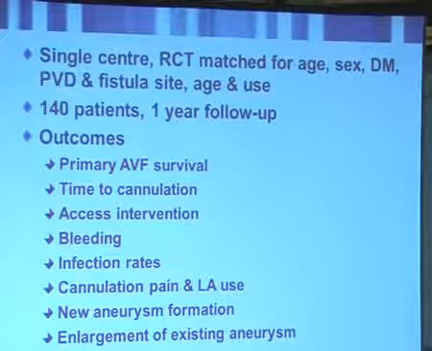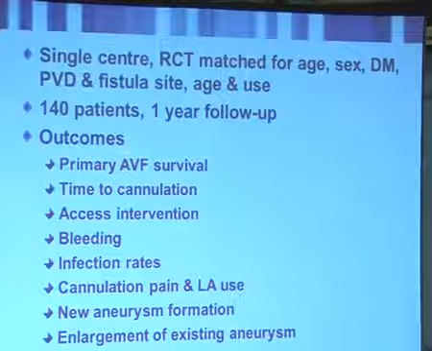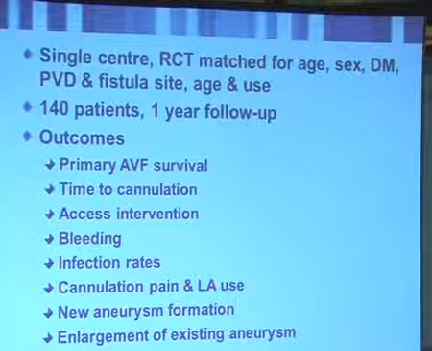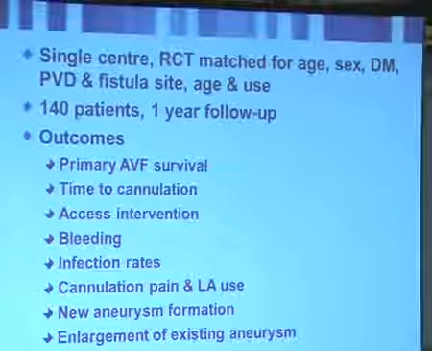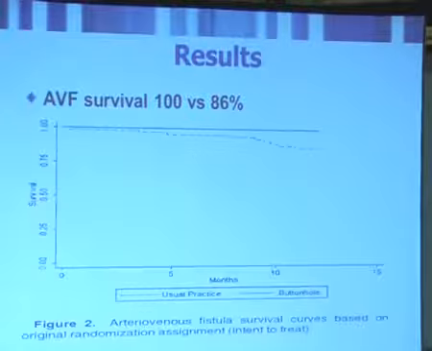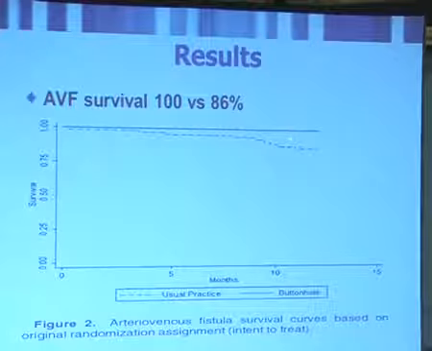Again a single center study, matched for age, sex, diabetes, peripheral vascular disease, fistula site, age and use. 140 patients, a good follow-up of 1 year. The outcomes which they studied were primary AV fistula survival. Secondary outcomes were time to cannulation, access interventions, bleeding, infection rates, cannulation pain, new aneurysm formation, and enlargement of existing aneurysms. The patients with the buttonhole technique had 100% survival at 1 year as opposed to 86% with standard practice. Significant difference in the Kaplan-Meier analysis.